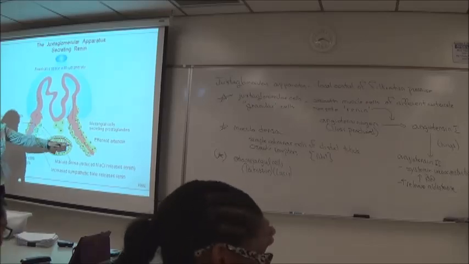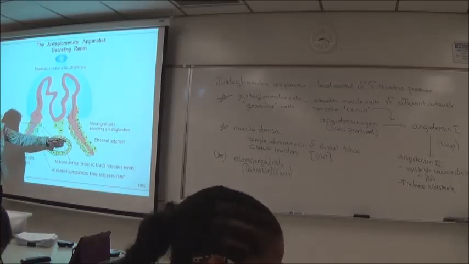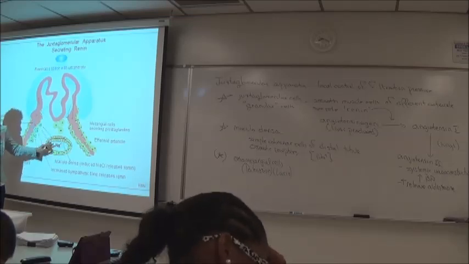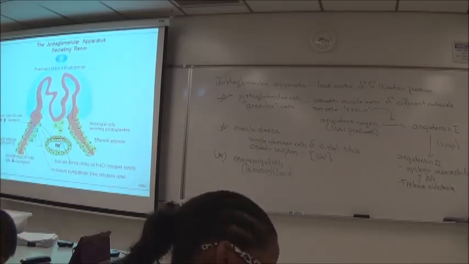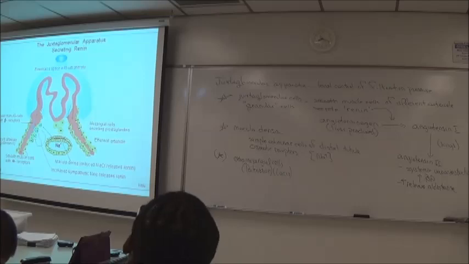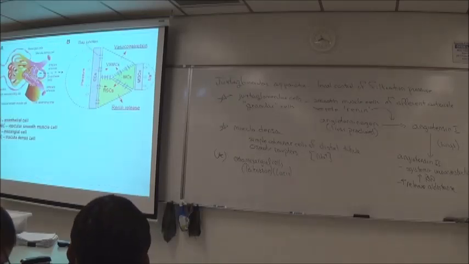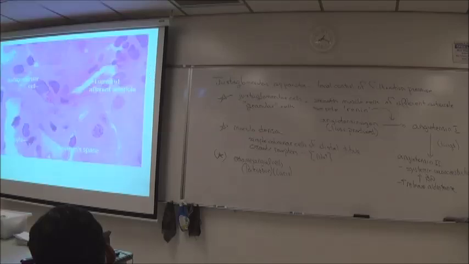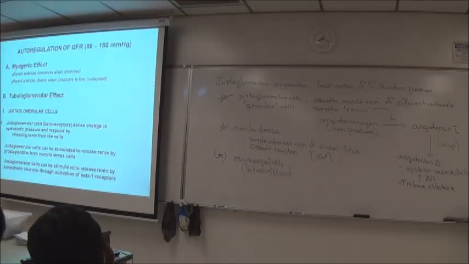So that's the role of the macula densa, okay? It is just to sense, to detect the number of sodium ions that are present and then affect the role of the afferent arterioles. Okay, this is just another diagram of what's going on. I don't think it shows us anything extra here.